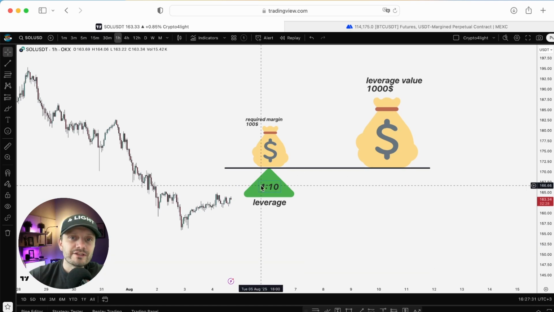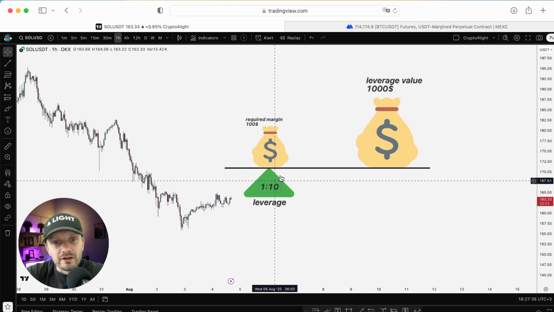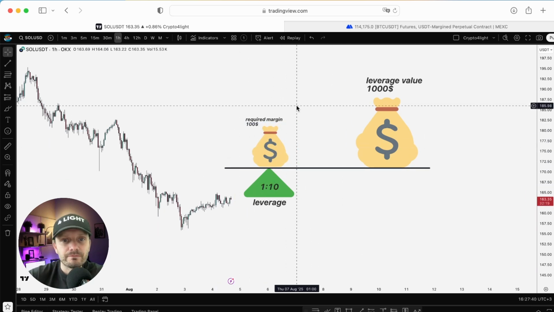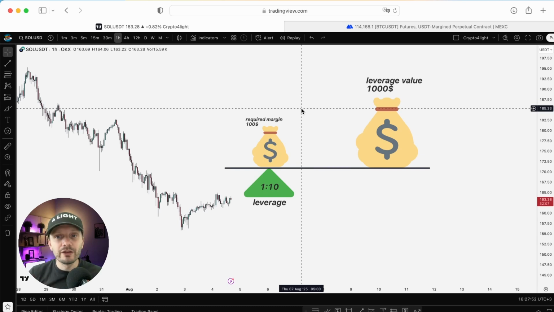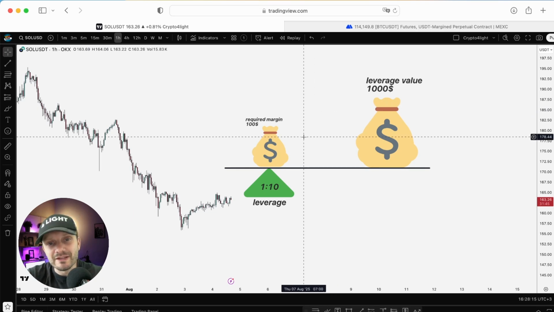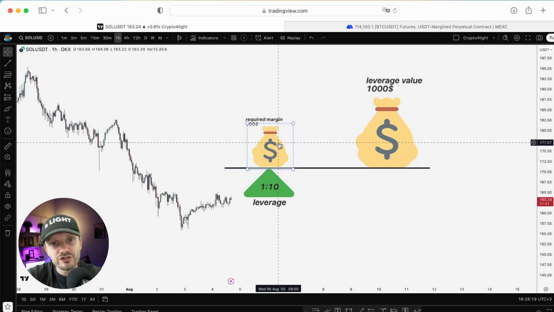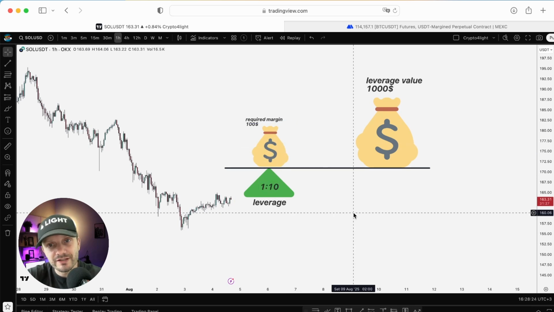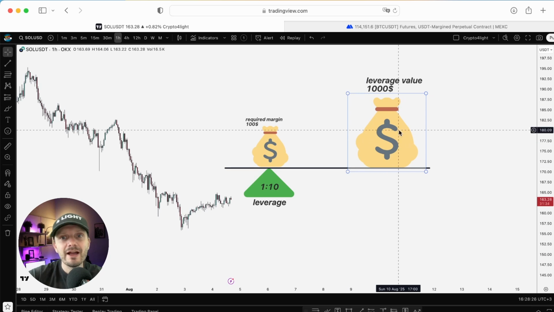We've got a leverage. It's like a multiplier of your initial margin. Imagine this is your required margin. You have $100 and you don't have any more stable coins, but you want to trade. You want to open a position and get more gains. So what leverage means is you can use your initial margin, multiplied by the leverage you choose, and you will see the leverage value which you can trade.